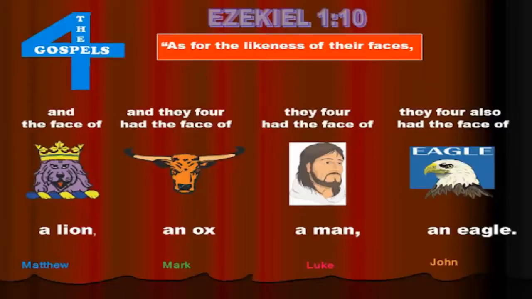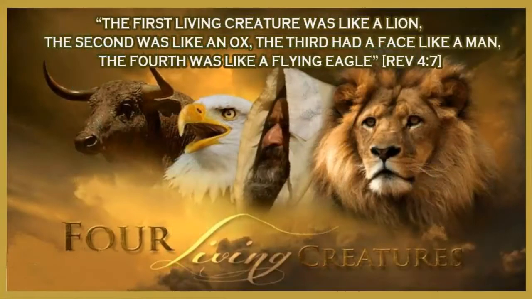Now for the extra. Where do you find these four representations? Lion, ox, man, and eagle. You can find it in the Old Testament in Ezekiel 1 verse 10. Then you can also find it in the very last book of the Bible, the book of Revelation, chapter 4 verse 7. It presents them in the same order.